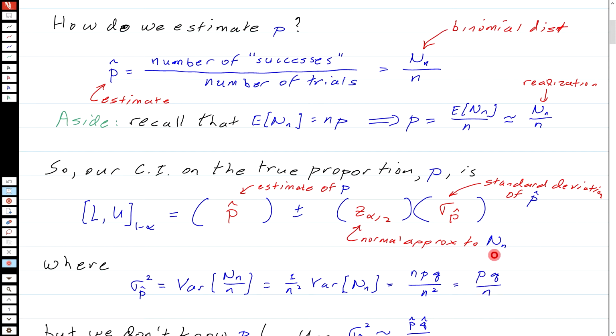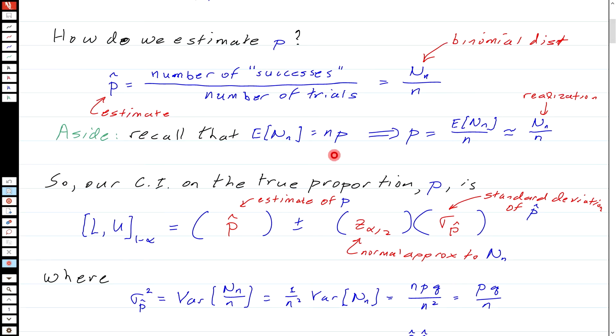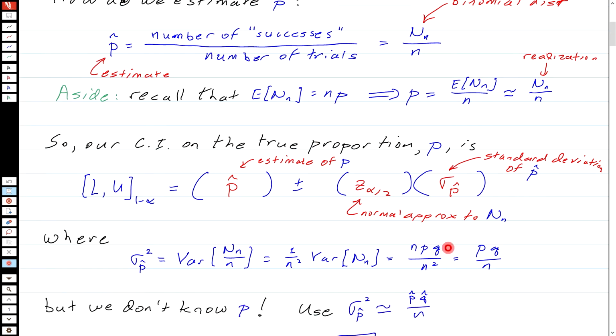But the problem at this point is that, generally speaking, if we're trying to get a confidence interval on the true proportion, then we don't know what the proportion is. If we do know what the proportion is, then there's no need to do any of this. We already know it. We don't have to estimate it. So we don't know what value to put into this calculation of the standard deviation or the variance of p hat.